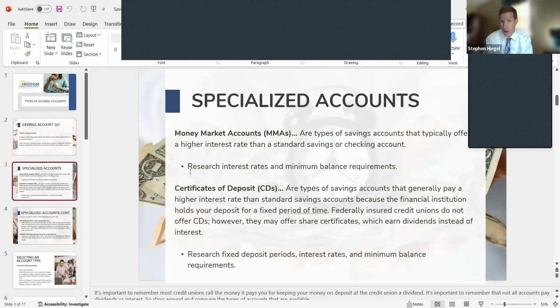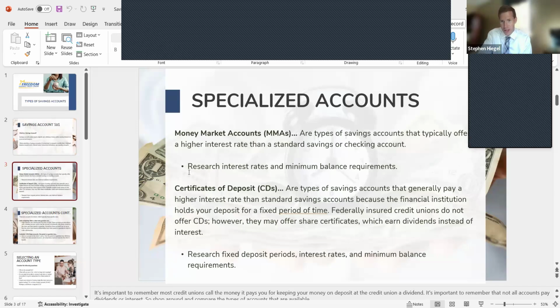Such accounts as money market accounts, MMAs, which are types of savings accounts that typically offer a higher interest rate than a standard savings or checking account. Research interest rates and minimum balance requirements before opening a money market account. Certificates of deposit, or CDs, are types of savings accounts that generally pay a higher interest rate than a standard savings account because a financial institution holds your deposit for a fixed period of time, whether it be 7 months, 18 months, 55 months. We offer several different time periods to hold your money.